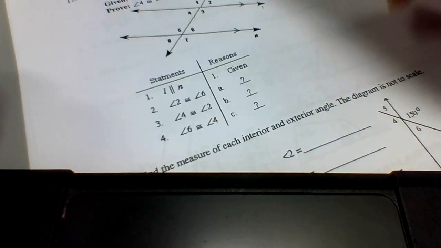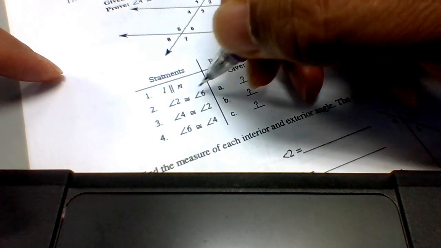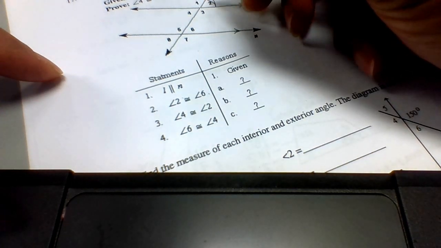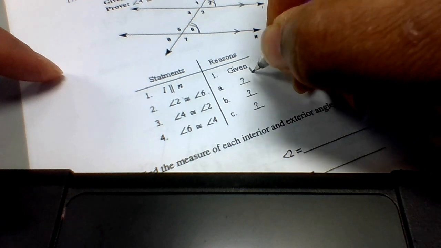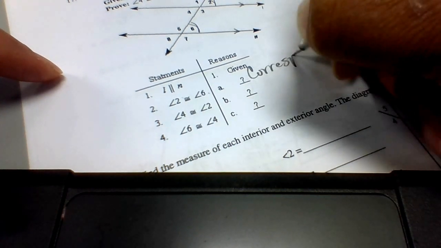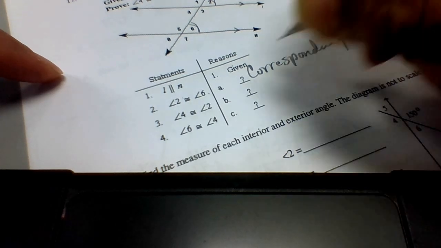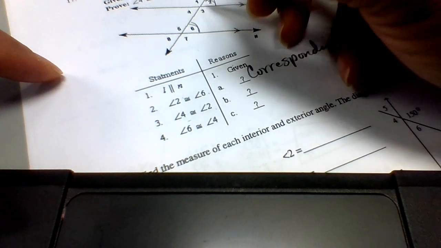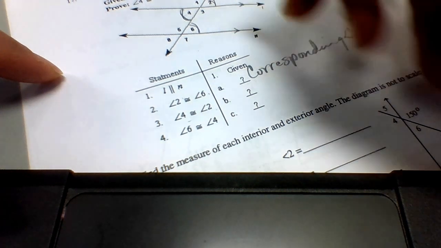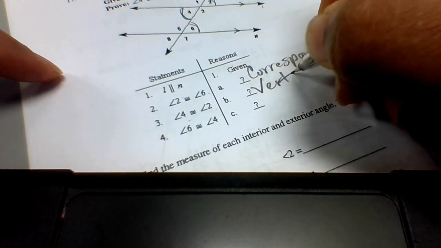Proofs, give the reasons. So 2 and 6, angle 2 is here, angle 6 is here. Those are corresponding angles. 4 and 2 are here. So these are vertical angles.